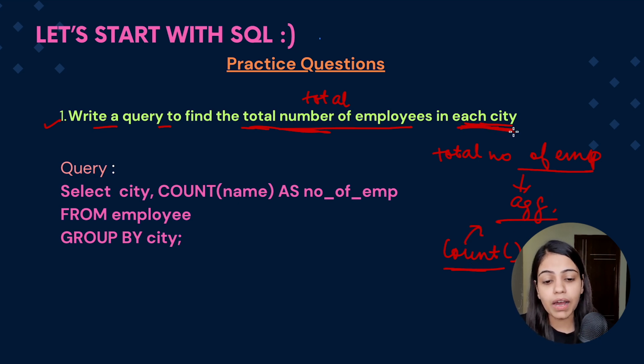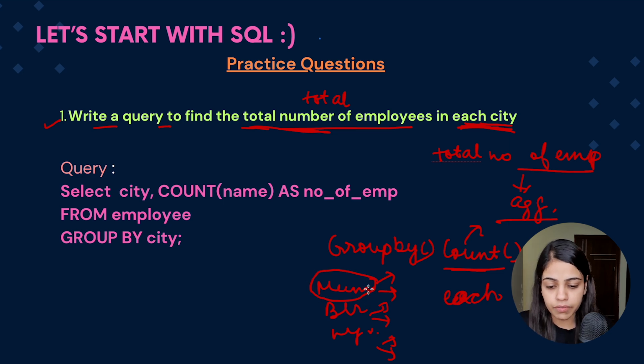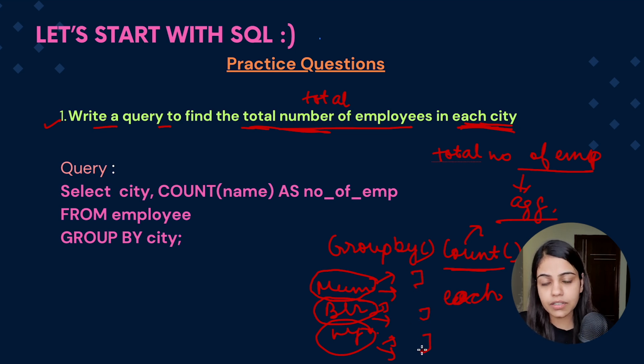Now the second sub part is in each city. So what I have to do is find the total number of employees in each city. There could be multiple cities like Mumbai, Bangalore, Hyderabad and much more. Now I have to find the total number of employees who are present in each city. There could be a possibility that 2 or 3 employees are living in the same city. So here we will use the group by clause. This clause will help me to group all the data which is present in Mumbai, in Bangalore, in Hyderabad. And then in these groups of employees, we will count all the employees present in these particular cities.